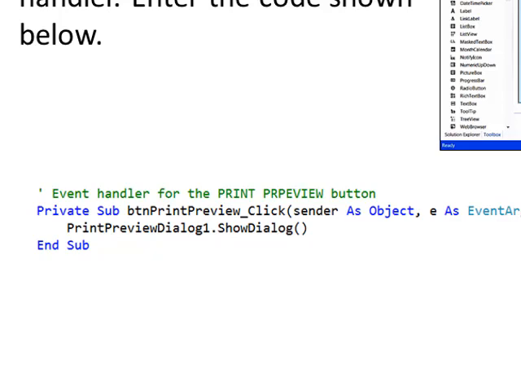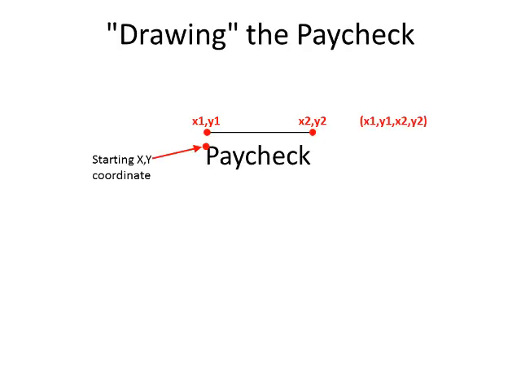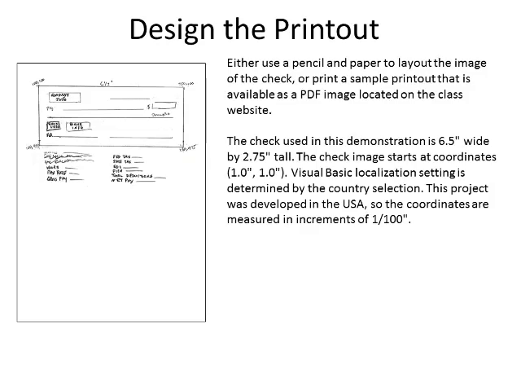Now we need to figure out how to draw the paycheck. Since the printer and monitor are both graphic devices, everything that is to be printed by Visual Basic must be drawn, both lines and character strings. Lines are specified by an XY coordinate for each end of the line. Character strings are printed by identifying the string, font, brush, and XY coordinate of the upper leftmost coordinate of the string. Let's design the printout.